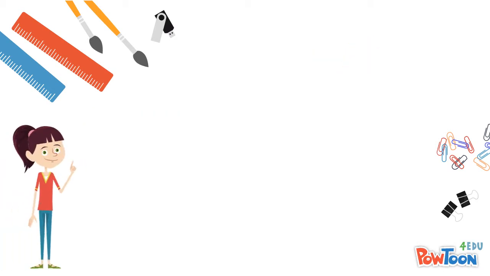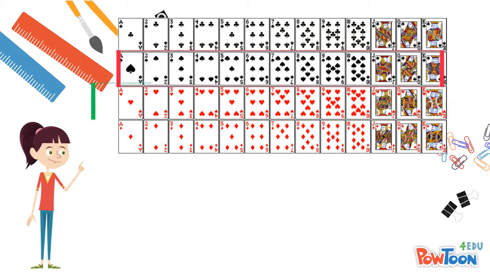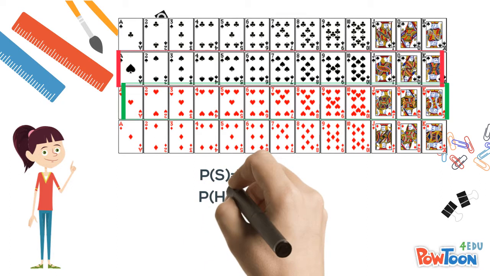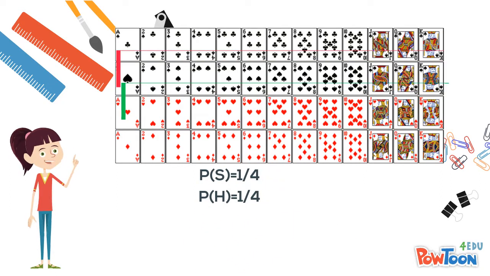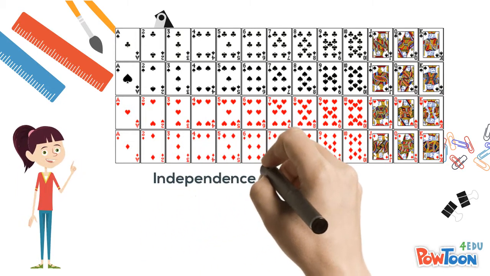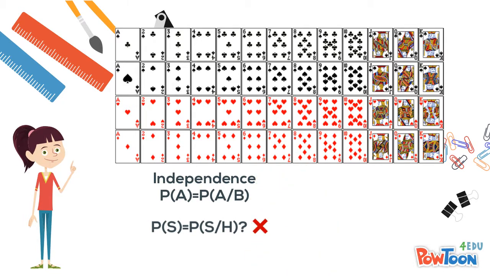Let's have a look at our deck of cards again. This time, let's look at the probability of drawing a spade and the probability of drawing a heart. The probability of drawing a spade is 1 in 4, and the probability of drawing a heart is 1 in 4 as well. Earlier we learned that if two events are independent, then P of A is equal to P of A given B. Does the probability of spade equal the probability of spade given heart? Definitely not.